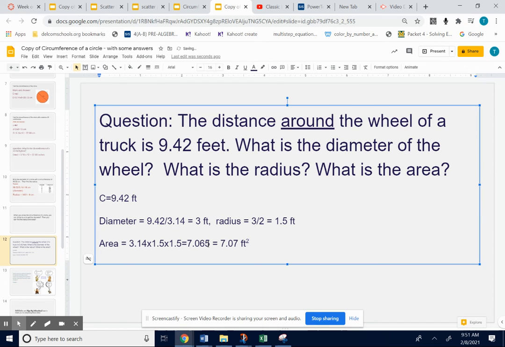squared is the area. This is kind of tricky, but if they give you the circumference, you can find the diameter by dividing it by pi. You can then find the radius by cutting that in half, dividing that by 2. And then once you have the radius, you could use the formula for area, which is pi r squared, to find the area. Guys, let me know if you have any questions at all as you do these. I am here to help you.